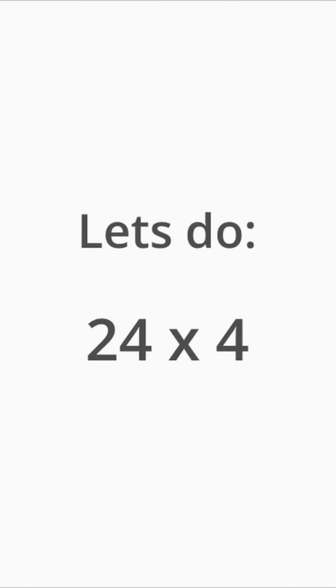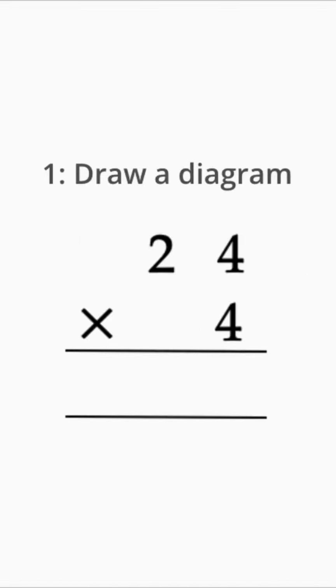So you know what multiplication is. Now how do you put it in a column? Let's do 24 times 4. First, you draw a diagram just like the one for column addition or subtraction, only there's a multiplication sign here instead of the add or the minus sign.